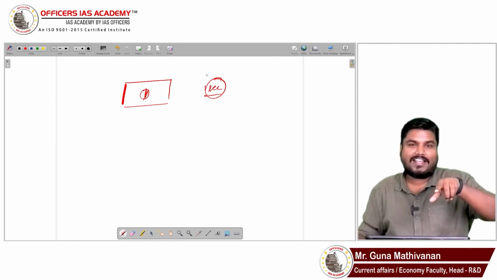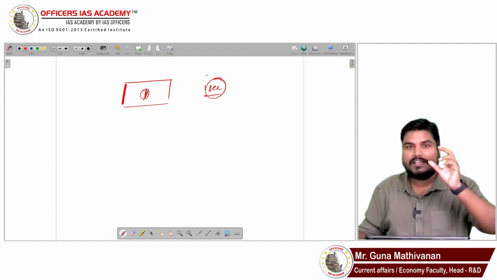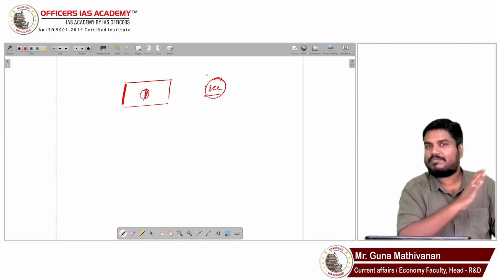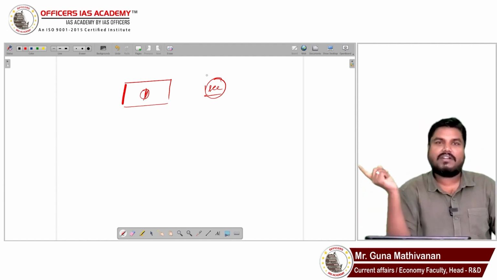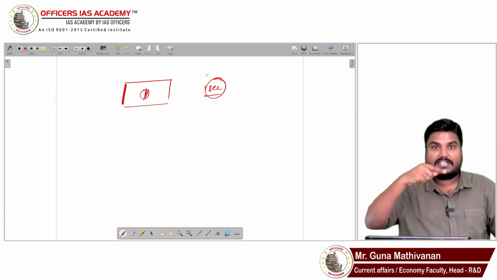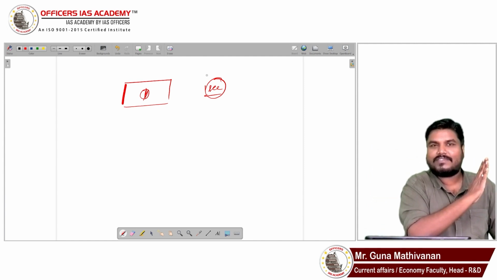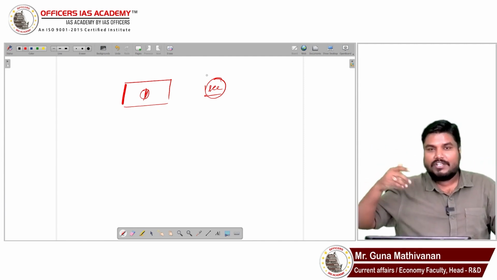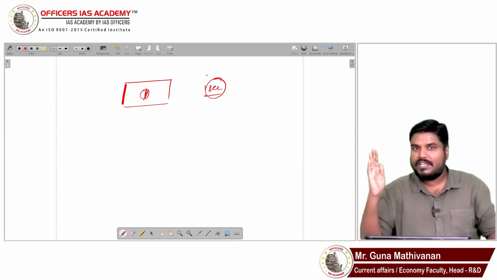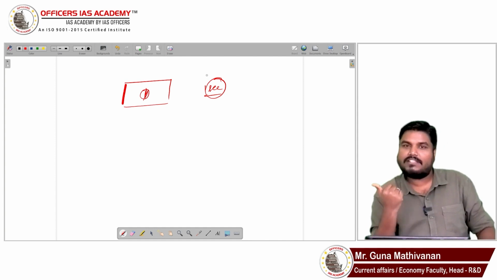Now if your camera has a shutter speed of 24 frames per second, that means in 1 second it is able to take 24 snaps. My hand comes from here to here in 1 second, so it will take 24 snaps. When you arrange the 24 snaps, you will get a video of my hand in slow motion moving from this part to this part.